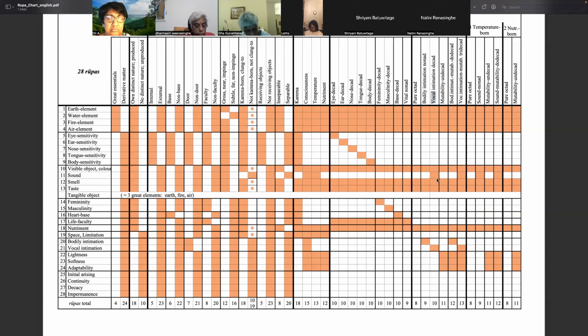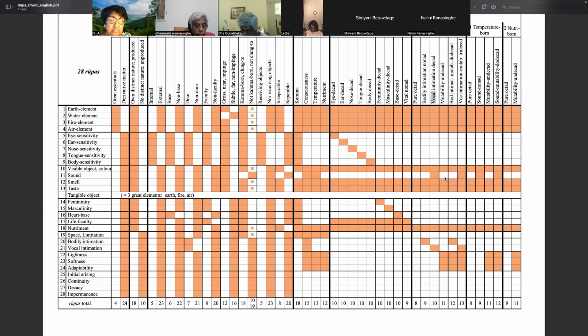I'll give you a moment. Vocal intimation decad. We have Patavi, Apo, Tejo, Vayo, Vanna, Shabda, Gandha, Rasa, Oja, and Vachi Vinyati. All together 10. Right? All together 10. Now, mutability undecad.